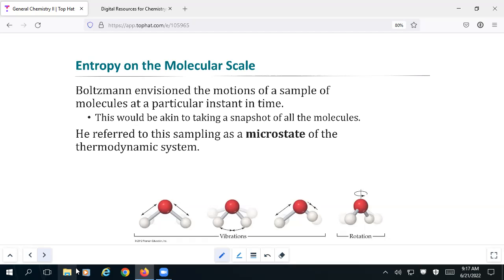So I've got this sample of carbon dioxide, and I can see that that molecule looks like this. This one's kind of stretched out. This one's turned 90 degrees. I can look at all of them in different kinds of ways. So that single picture would be a microstate.